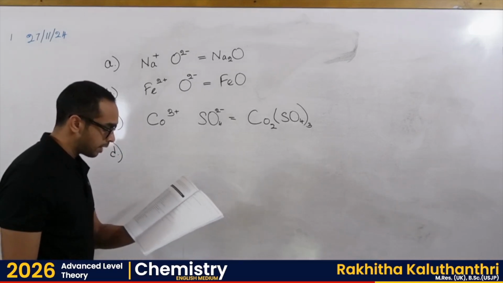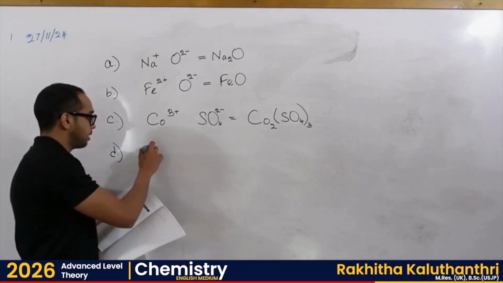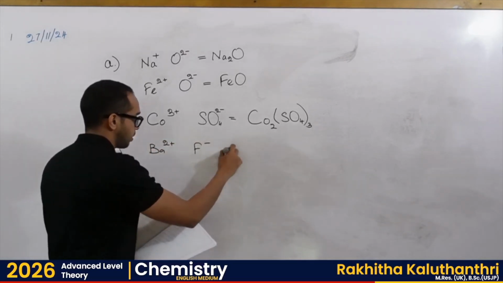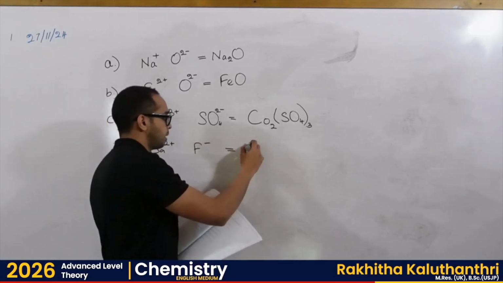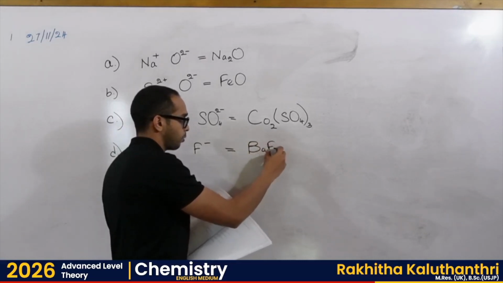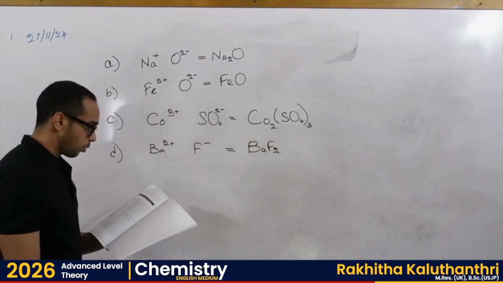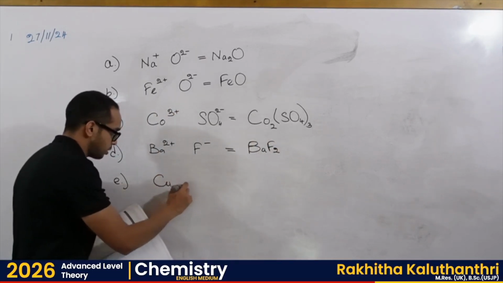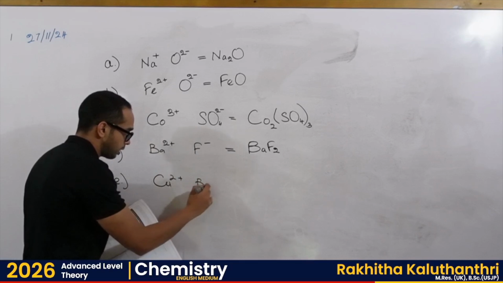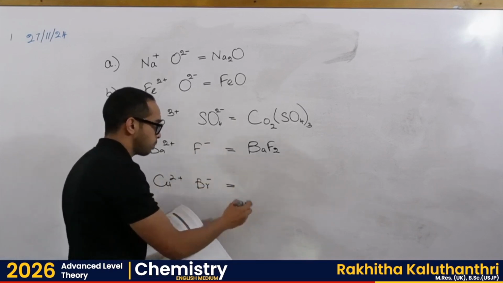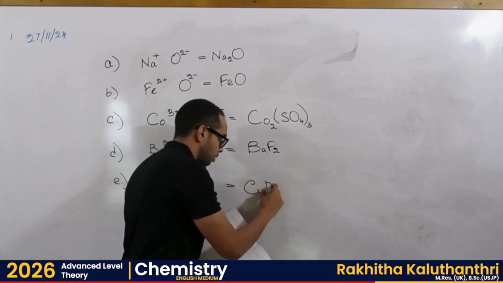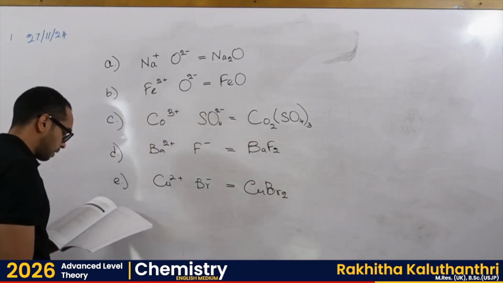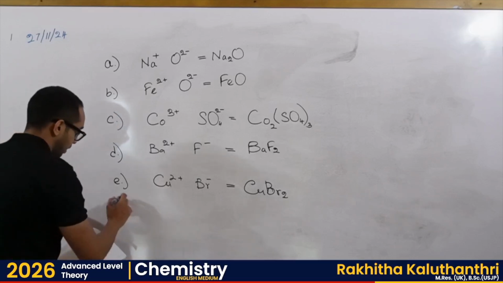And then we have barium fluoride. Those are easy ones, so I'll directly write barium 2+ charge, fluoride is 1- charge. So therefore the formula will be BaF2, like so. That is easy. Copper bromide is also similar. Cu2+ and bromide is 1-. So therefore you get CuBr2.